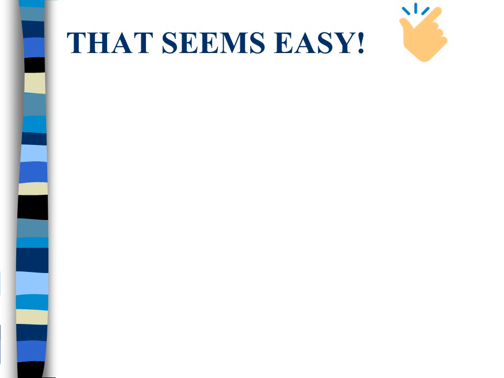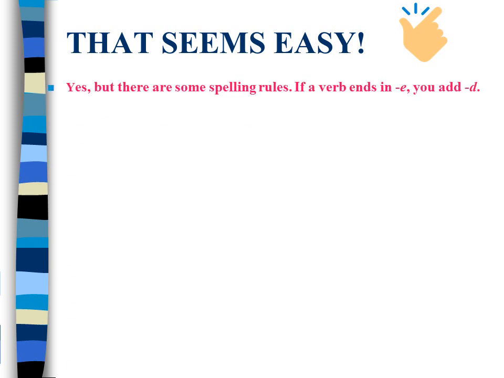Now that seems easy. Yes. But there are some spelling rules. If a verb ends in E, you add D. So there are some verbs that end with E. If you have the E in the verb already, you add just D to make the past. For example, agree, agreed. I add D, not ed, because here I have the E in the verb. Like, liked. So I add D. Escape, escaped.